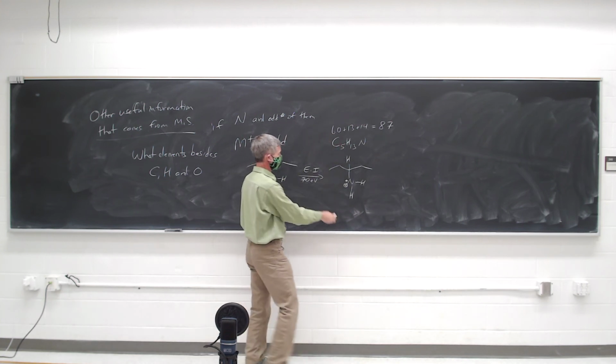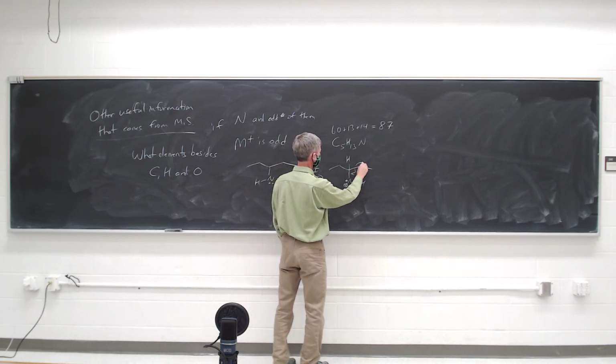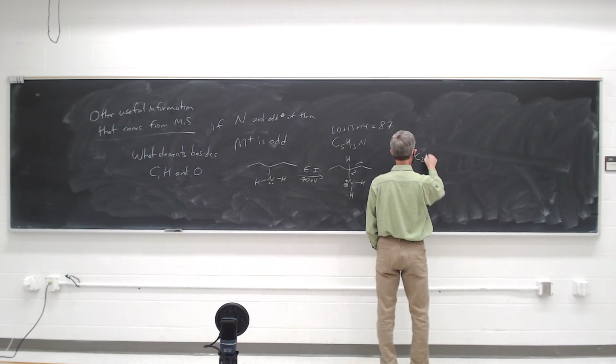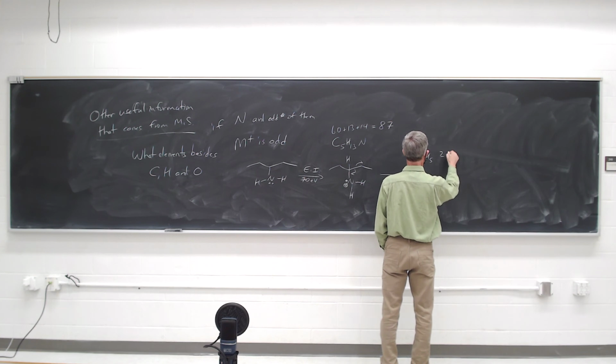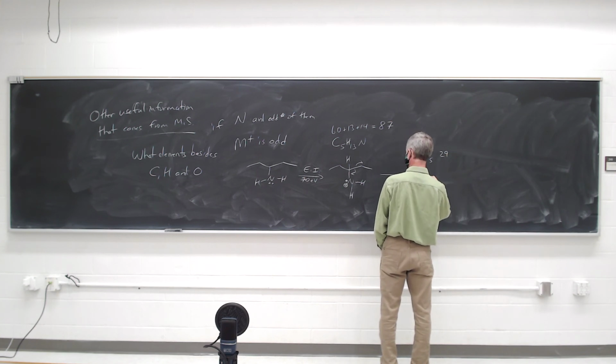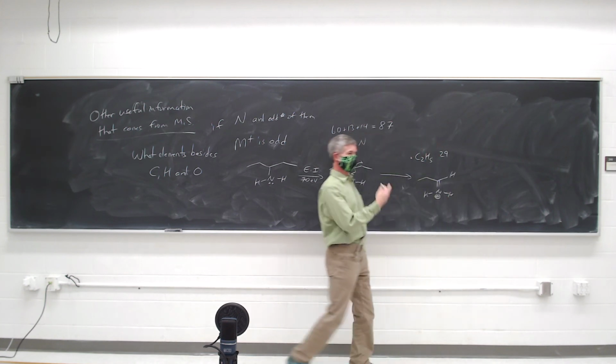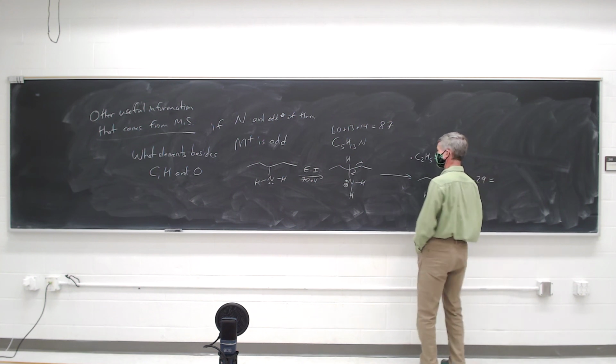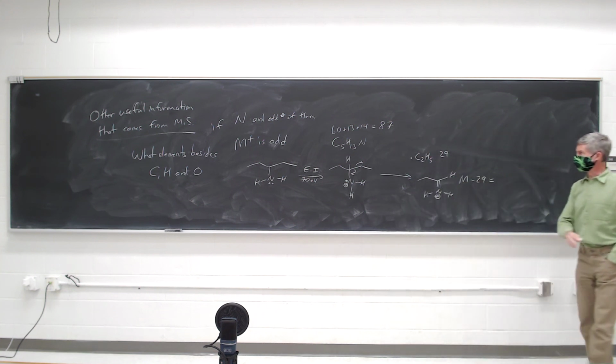So if you did the alpha cleavage here, the same way that we did for the alcohol, you're going to get the C2H5 radical, 29, and then you're going to get this residual structure. That's going to be an M minus 29. Now, instead of being at 59, it's going to be 58.